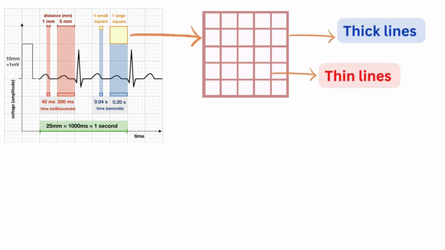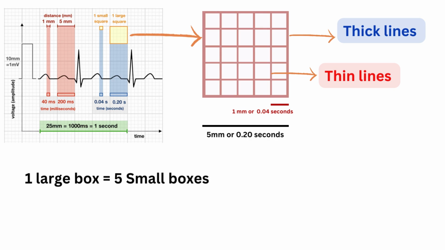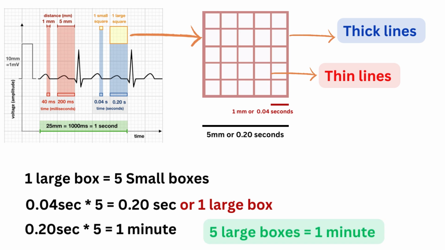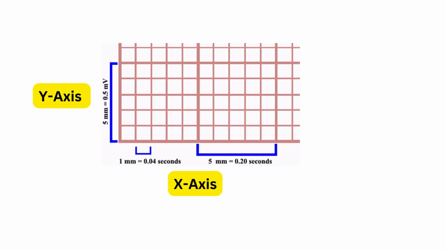ECG paper has thin and thick lines. Thin lines are at 1 mm intervals or 0.04 seconds. Thick lines are at 5 mm intervals or 0.20 second. One thick line box contains 5 small boxes. So, it is 0.20 second or 5 mm. So, 5 thick line boxes, which are 25 small boxes, is 1 second.